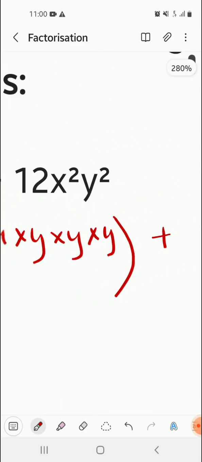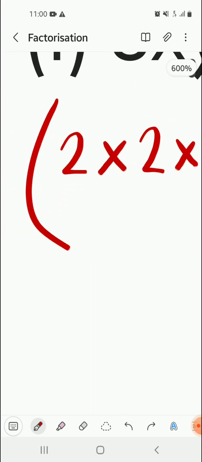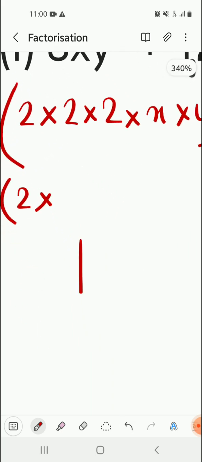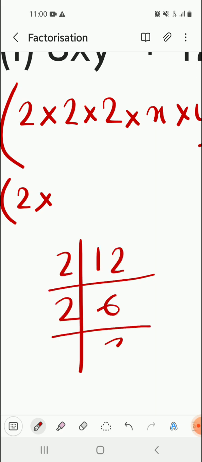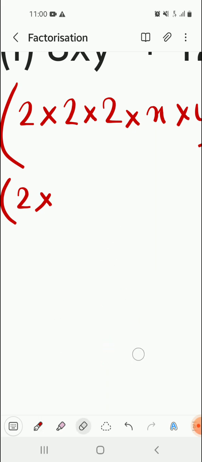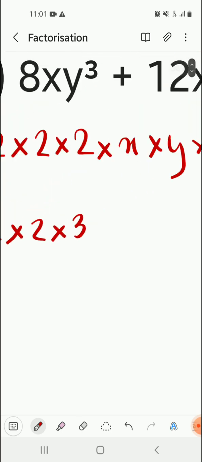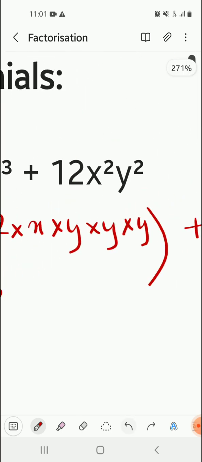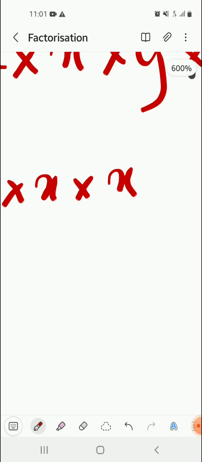Plus. The second expression: split it up and write all the factors of 12. So the prime factors are 2, 2 and 3. If we split 12, it is basically 2 times 6, then 2 and 3. So we are going to write 2 into 2 into 3. Then x square y square. It means x is 2 times and y is also 2 times.